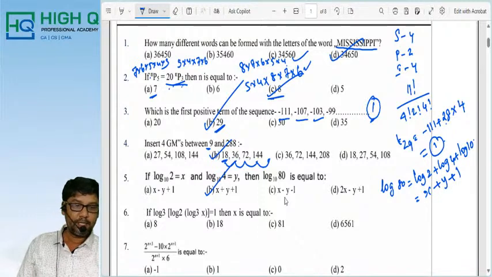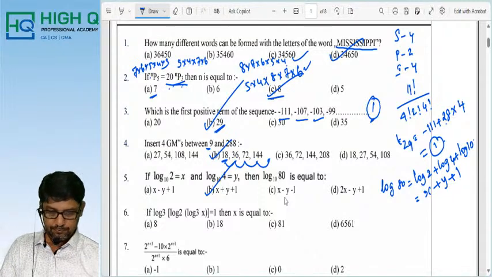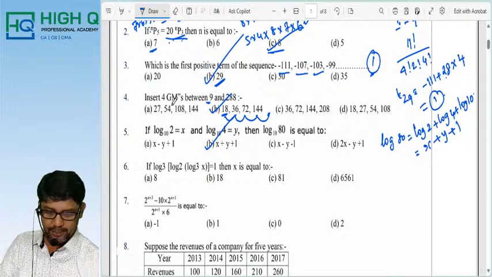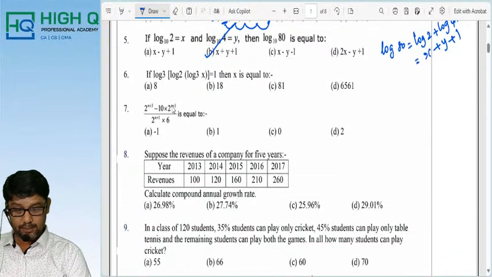Yes. Can you please tell me how many of you got this right answer, my dear? How many of you got this right answer? Tell me, my dear. Yeah. Now there is an error.